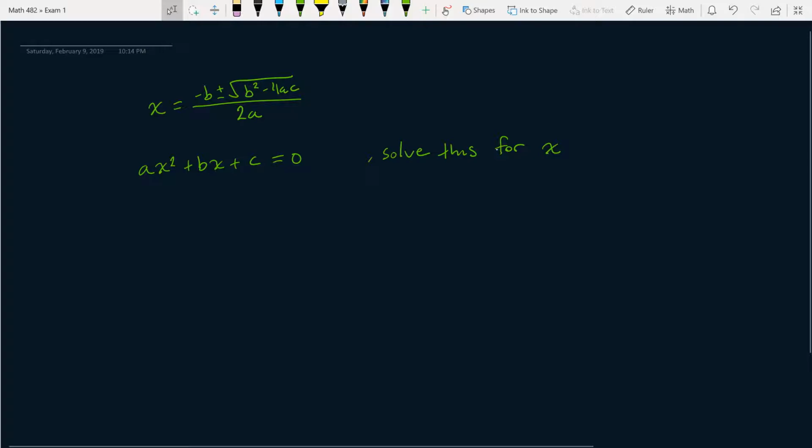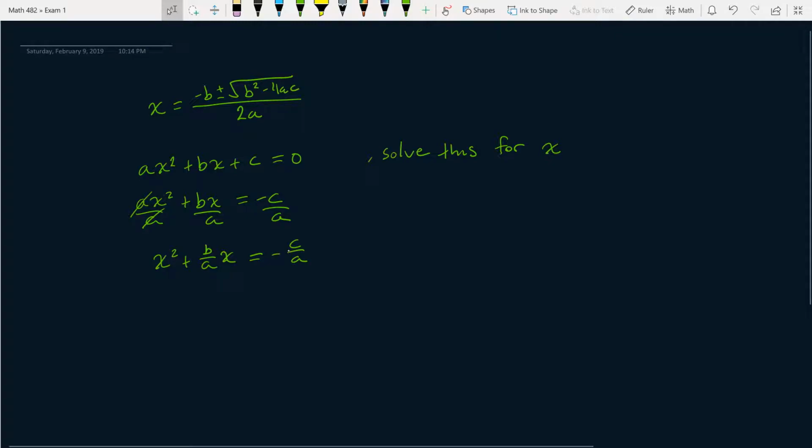So the first thing we're gonna do here is just start by subtracting c from both sides, and then we're gonna divide everything by a because we want to get this x squared by itself. So we're going to divide that by a, divide that by a, and divide that by a. So this is going to cancel here. We're going to get x squared plus b over a x equals negative c over a.